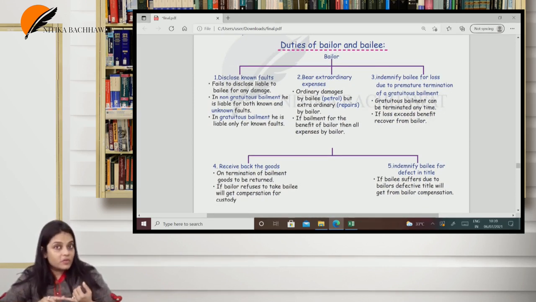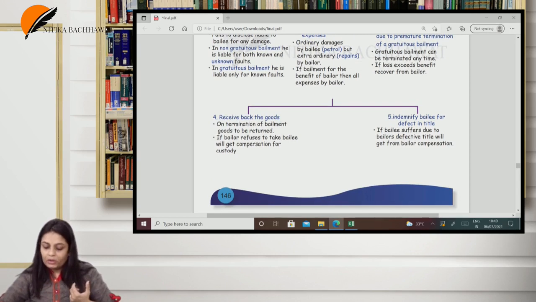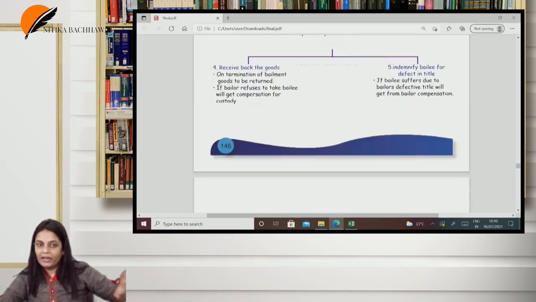To claim damages for faults in the goods, to claim the extraordinary expenses, to get damages for any premature termination, then to return the goods back, and if he has to keep the goods beyond the time, to claim damages as compensation for the same, to get damages for any defect in the title of the bailor, right?